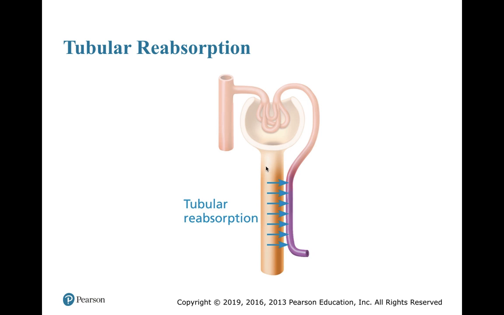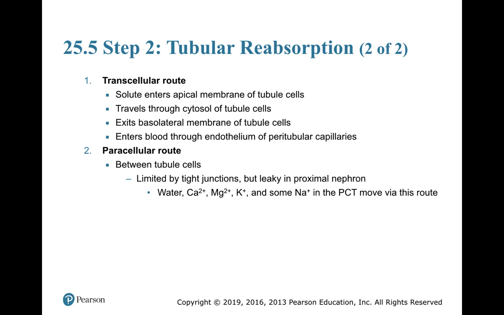So here is our tubule with the capillary nearby, and we're going to put stuff back into those capillary beds. The transcellular route involves the solute entering the apical membrane of the tubule cell, traveling through the cytosol of the tubule cell, and exiting the basolateral membrane of the tubule cell. And it would then enter the blood through the endothelium of peritubular capillaries.